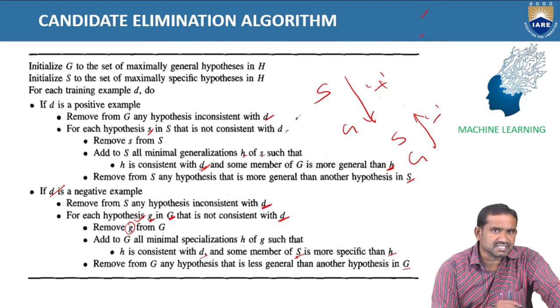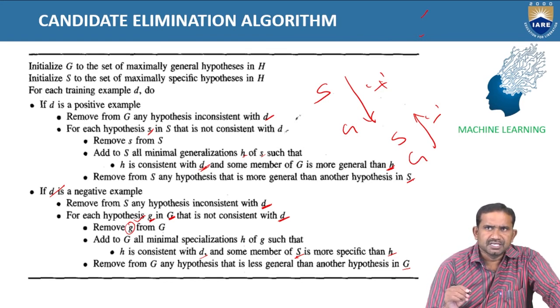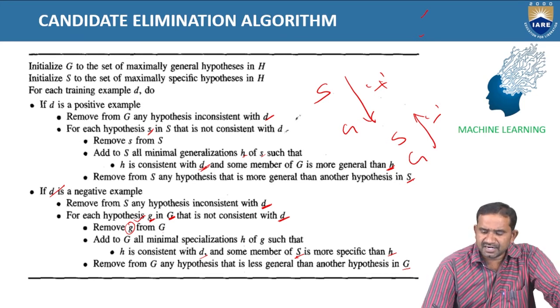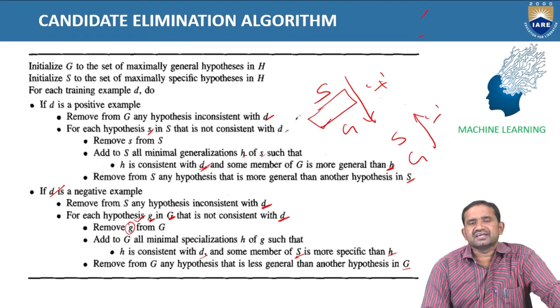There is some space, some gap, between the specialization and the generalization. That space is called the version space in the candidate elimination algorithm.